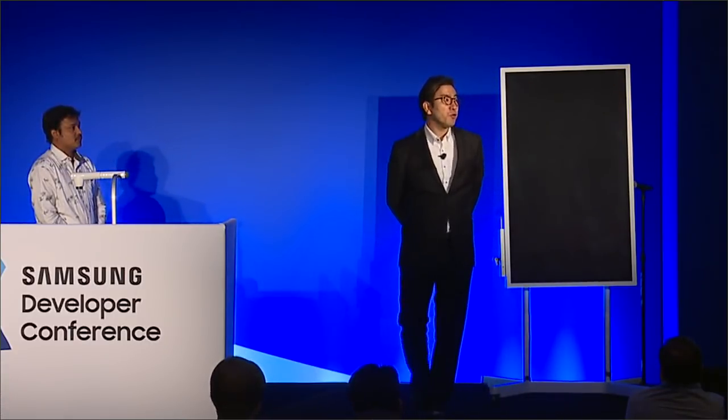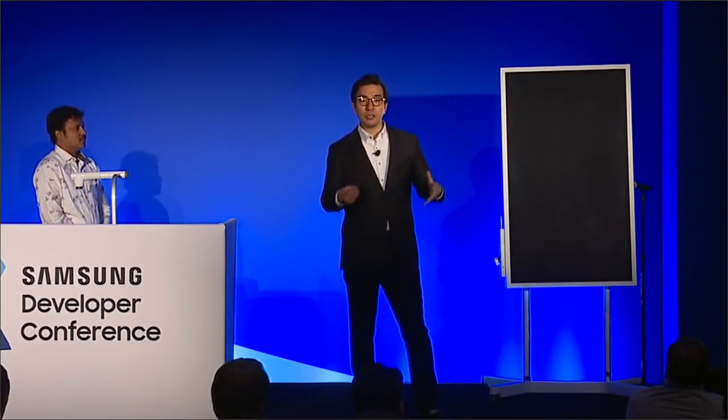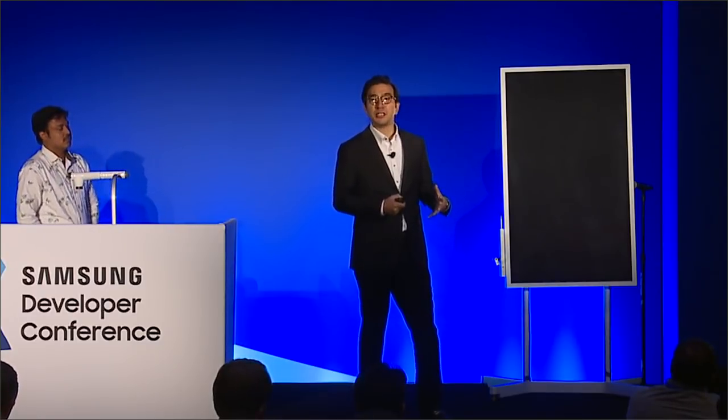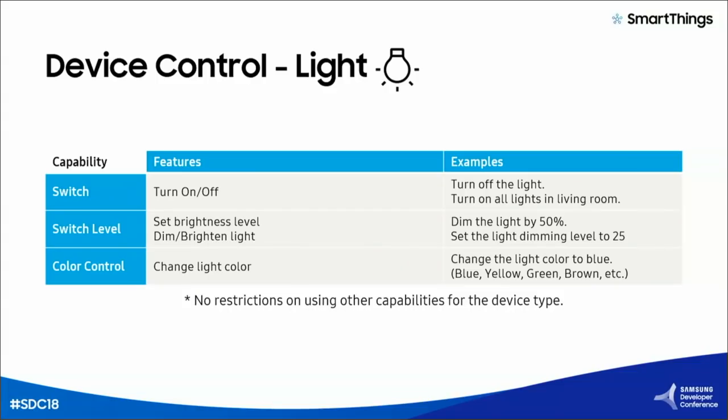So Vijay will present some examples of these five features. But before we get in there, let's think about how Bixby works with the SmartThings capabilities. Back to the original example, light.